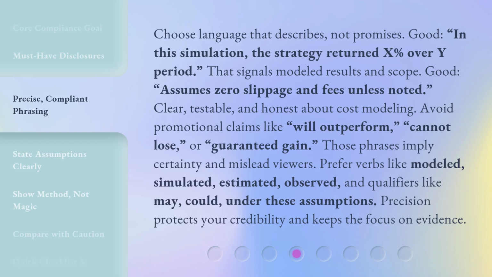Avoid promotional claims like will outperform, cannot lose, or guaranteed gain. Those phrases imply certainty and mislead viewers. Prefer verbs like modeled, simulated, estimated, observed, and qualifiers like may, could, under these assumptions. Precision protects your credibility and keeps the focus on evidence.